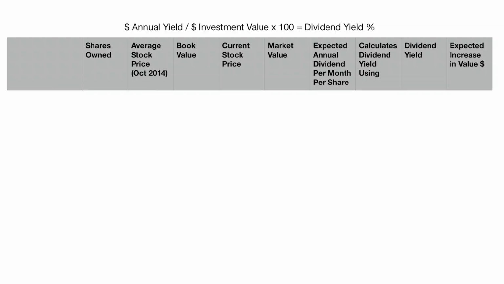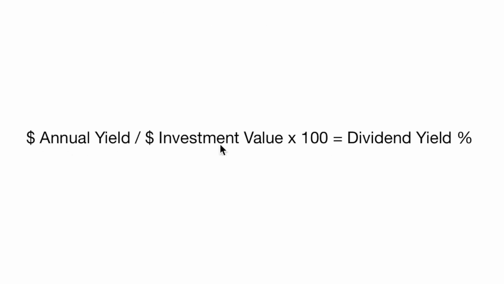I've got a really simple little spreadsheet. First, we're going to look at the calculation of how we calculate out the dividend yield. So it's the dollar amount of annual yield divided by the dollar investment value and then times by 100 gives us a percentage of dividend yield percentage.